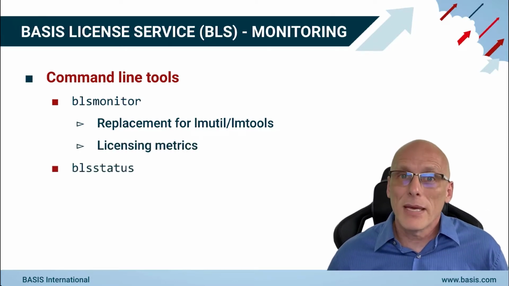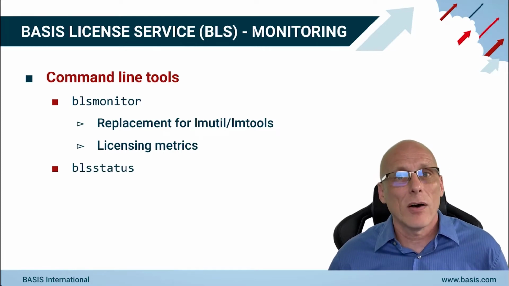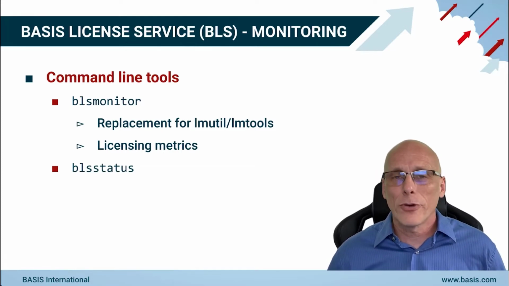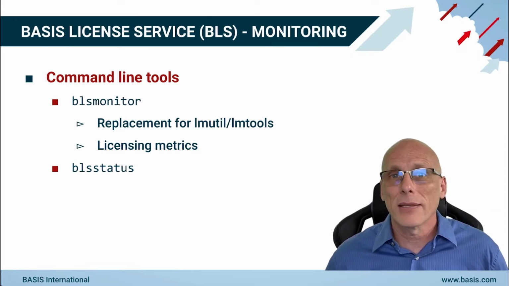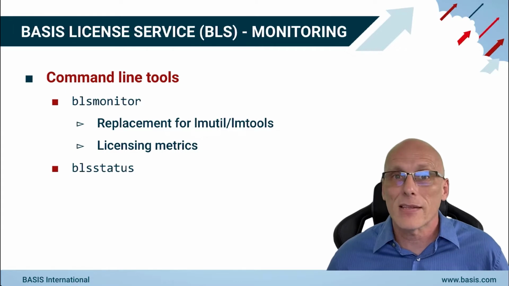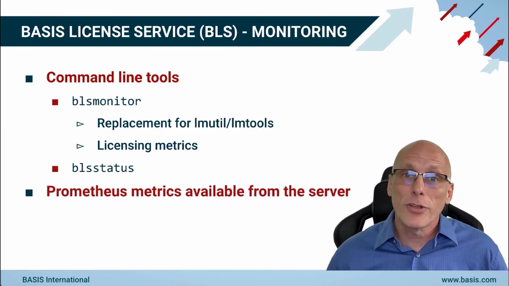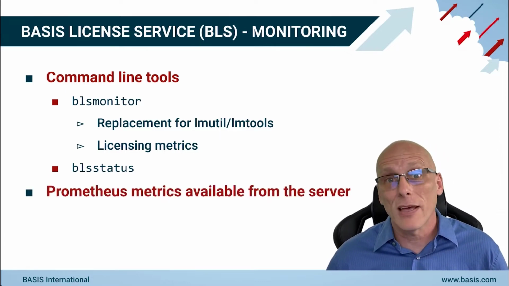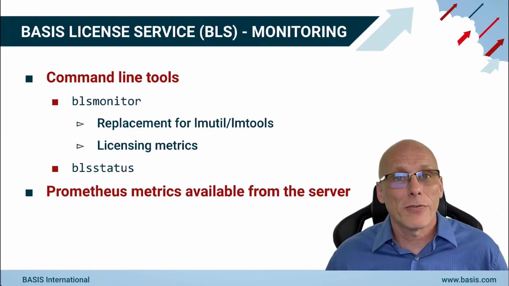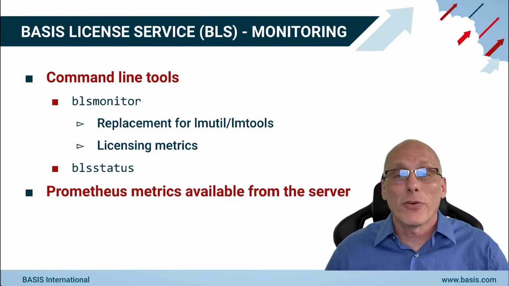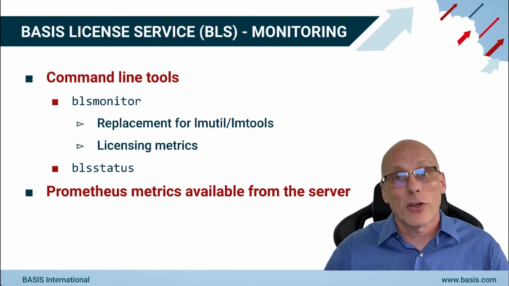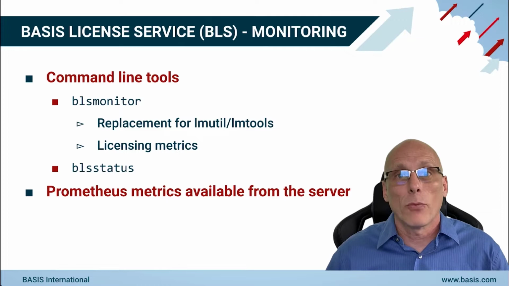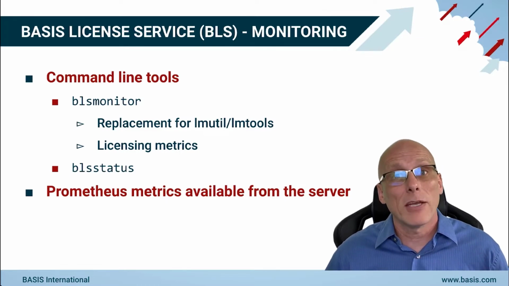You'll also find the BLS status, and again, that is going to help if you need to just do a quick check on the status of your license server. You can do that from the command line or incorporate that into a script if necessary. It also does provide some Prometheus metrics as well, and so this can be very beneficial to observe behavior of your system and license usage over time at various points in time. You can see the way that licenses are being used, how many are available at any given point in time, that kind of thing.